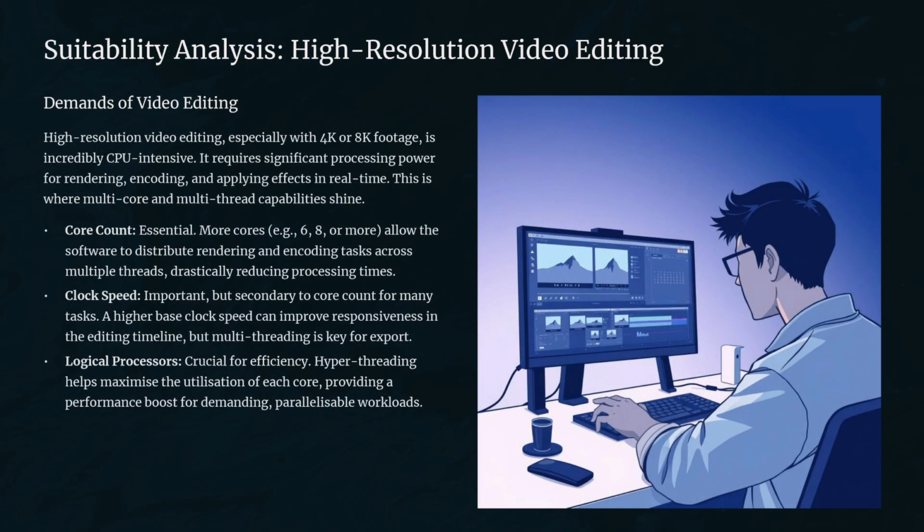Now we see the suitability for video editing. High resolution video editing is one of the toughest jobs for a CPU. Rendering and applying effects in 4K or 8K video requires both a high core count and high threading. My processor with 2 cores and 4 threads can handle editing, but it won't be as fast as a higher-end CPU with 6, 4, or 8 cores. So it is possible for light video editing.